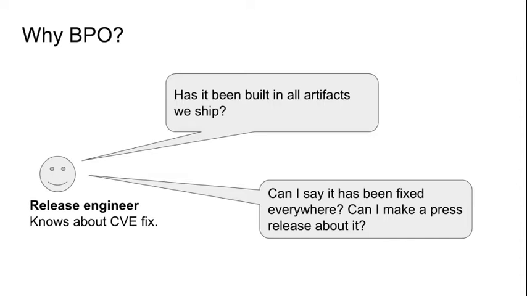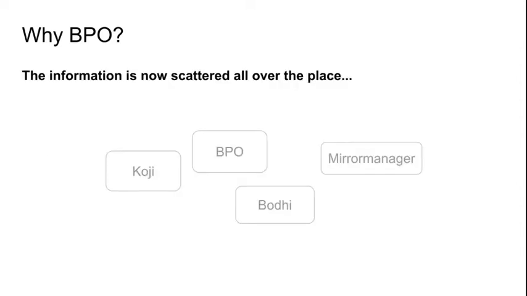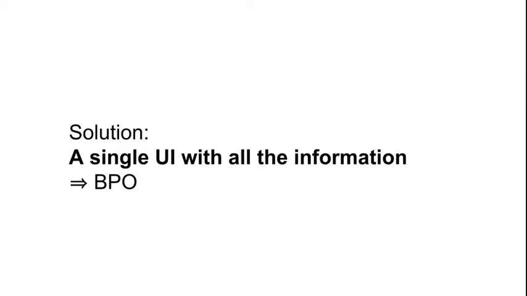The problem with the current situation is that the information is scattered all over the place, some in Koji, some in BPO, some in Bodhi, and some in Mirror Manager. So the solution for this would be a single UI with all the information, which would be the BPO.